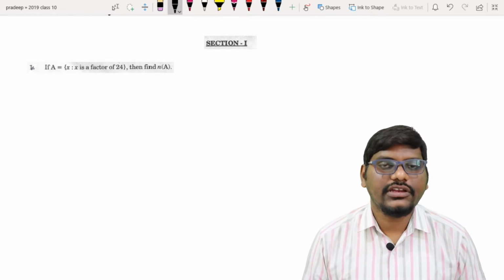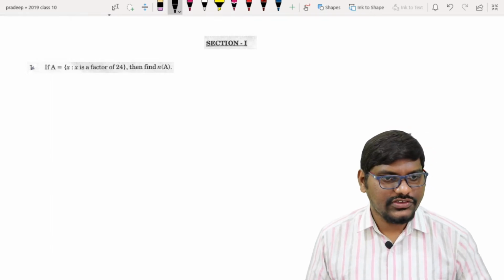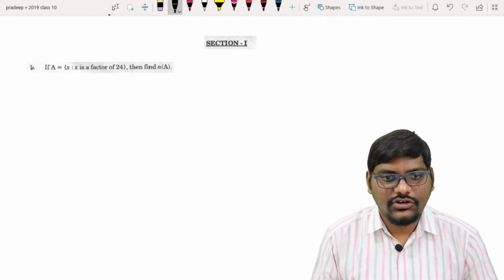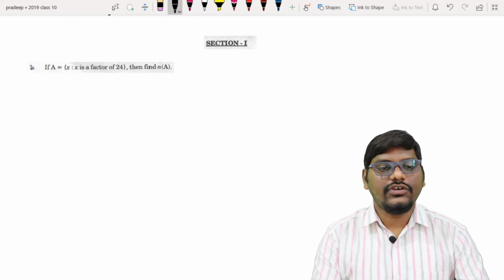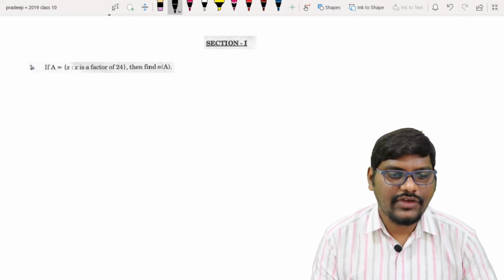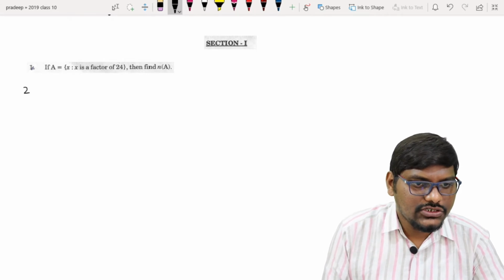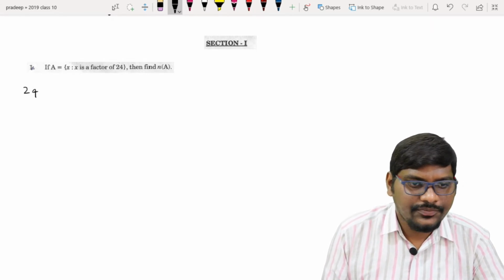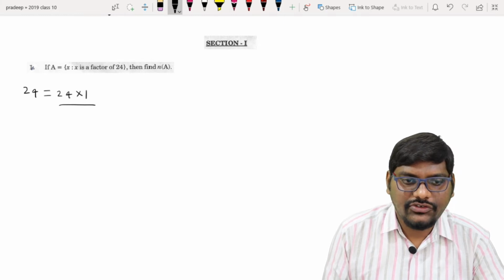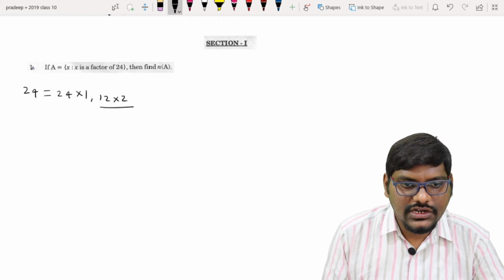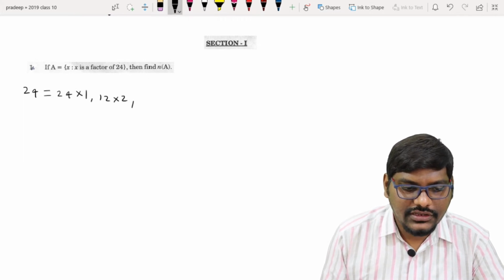Let's see question number 1 in section 1. The question says, if A = {x : x is a factor of 24}, then find n(A). For this question, first we have to find the factors of 24. So what are the multiples of 24? We can simply write 1 × 24 = 24, so 24 ones are 24 is one factor. Then we can write 12 × 2, that is 12 twos are 24, is another factor.